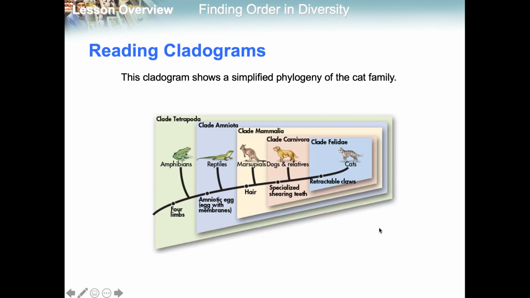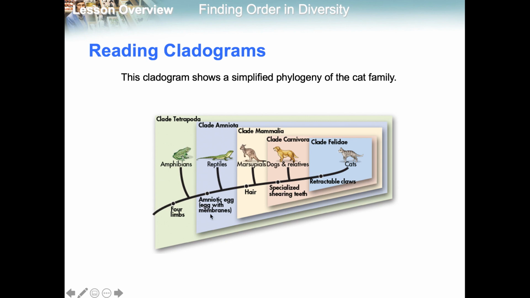So here, this cladogram shows a phylogeny of the cat family. Notice in this clade Tetrapoda that every single one of these animals has 4 limbs. Amphibians have 4 limbs, reptiles have 4 limbs, marsupials have 4 limbs, dogs have 4 limbs, and cats have 4 limbs. As we continue to move through this, there's going to be a derived character that each one of those animals has, moving to the right.